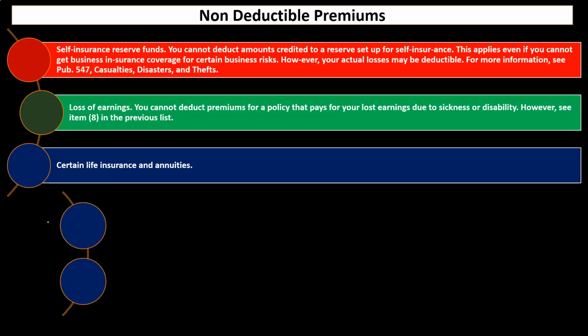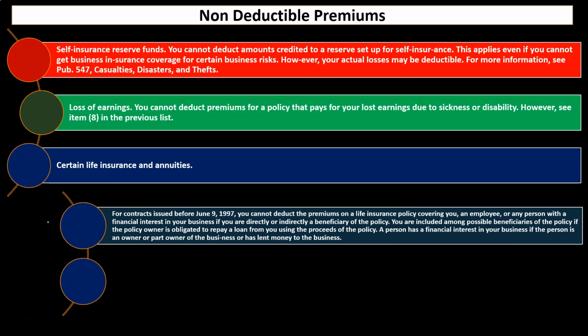Certain life insurance and annuities. For contracts issued before June 9, 2017, you cannot deduct the premiums on a life insurance policy covering you, an employee, or any person with a financial interest in your business if you are directly or indirectly a beneficiary of the policy. So this is the inverse of the life insurance we talked about before. If you are the beneficiary as the business, as opposed to their spouse being the beneficiary, then that's going to change the deductibility of it.